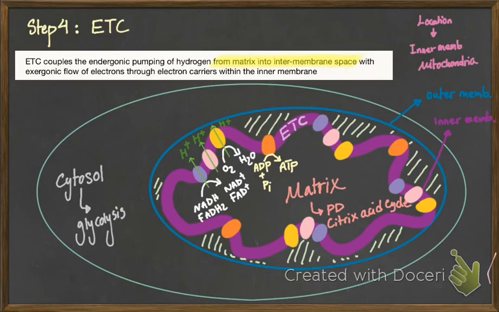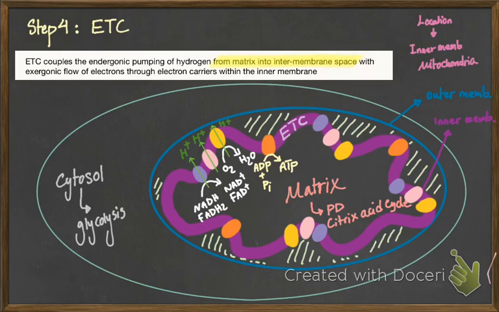So, going back to our definition of ETC, we said that ETC couples the endergonic pumping of hydrogen, showing that in green color. So we are pumping, so we are using energy to do that. So it is endergonic pumping of hydrogen, from the matrix into the intermembrane space, with the exergonic flow of electrons through electron carriers, right? We said it grabs the electron from electron carriers, NADH and FADH2, and passes it along, and that is exergonic flow because we're not using energy to do that. And ETC couples these two within the inner membrane. I hope this definition makes sense.